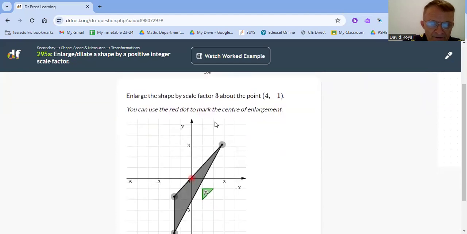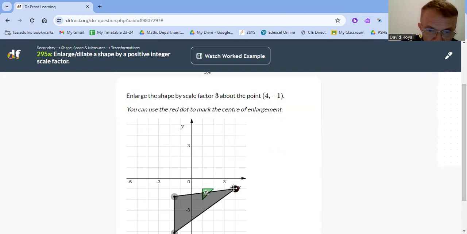Well, we're going to enlarge a shape by a scale factor of 3 again. So where do we put the red dot? We put it at the point 4, -1. 1, 2, 3, 4, because that's positive, so we go to the right. -1, we go down to this point here. Now it's a factor of 3. So to get from 1 to this point, we go 1, 2. That's a factor of 1. That's the second factor, 1, 2. There's my third factor. Now what about this one?